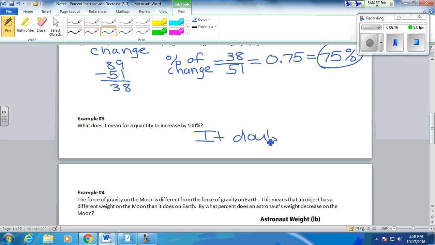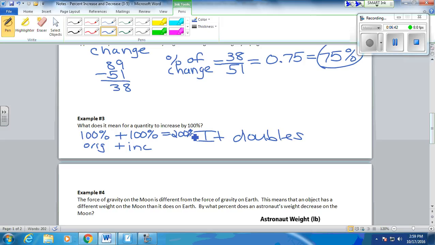And just like we can add a number without a percent sign, you can add numbers with percents. So if you think about it, that 100% represents your original amount, then you're going to increase that by 100%. We're going to get 200%. And if I was to change 200% to a whole number, I would get 2. So it makes sense to say that it doubles.